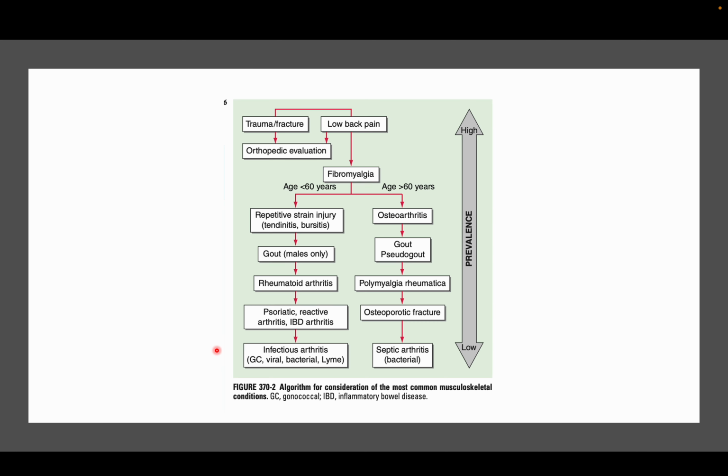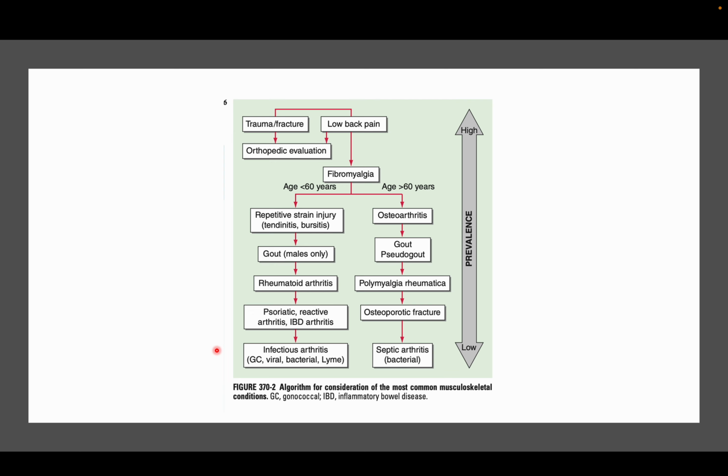So next, this is how you look. Any patient with trauma or fracture, you should look for orthopedic evaluation. If low back pain is there, fibromyalgia is always more common, very, very common. If there is generalized body pain that is not localizing somewhere, you have tender points also. If age is less than 60 years, you should first look for tendinitis or bursitis.